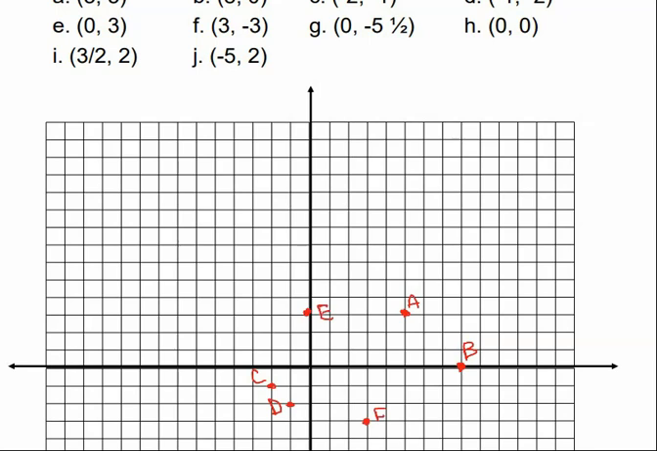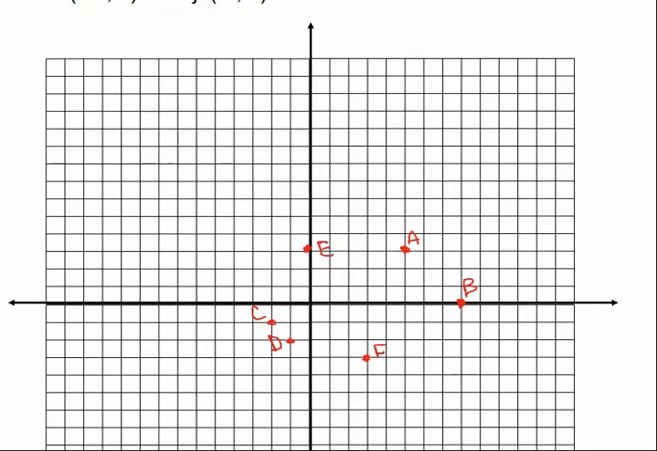All right, G is 0 and then negative 5.5. Okay, so 0 means we don't go left or right, but then negative 5.5, we would go down 1, 2, 3, 4, 5, and then halfway to the next point. So we can have points on our graph that are not whole numbers. All right, so that was G.